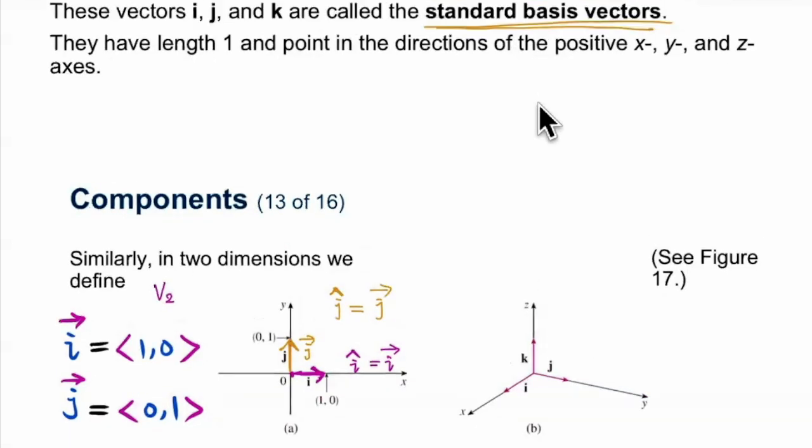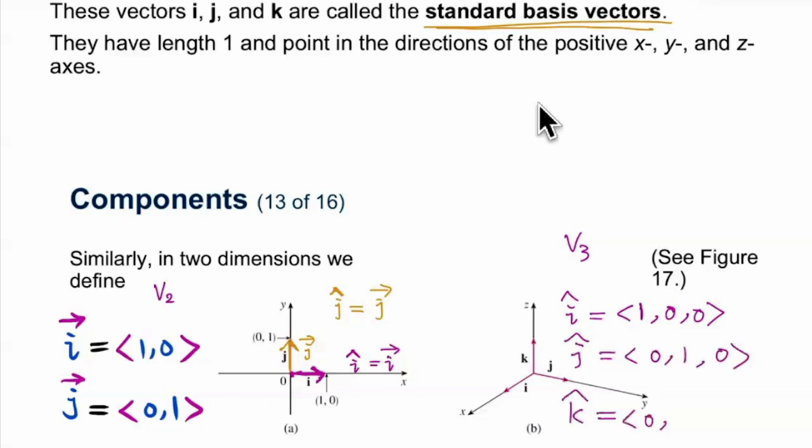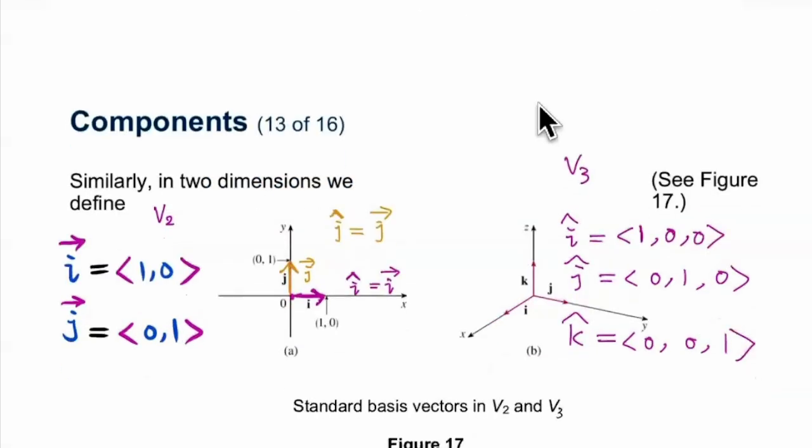Now in V3, what is i? Let's put it down. Put down the components: 1, and then the second component 0, 0. j will be 0, 1, 0. And then k, you got it: 0, 0, 1. As you can see in the picture, here is i, here is j, here is k.